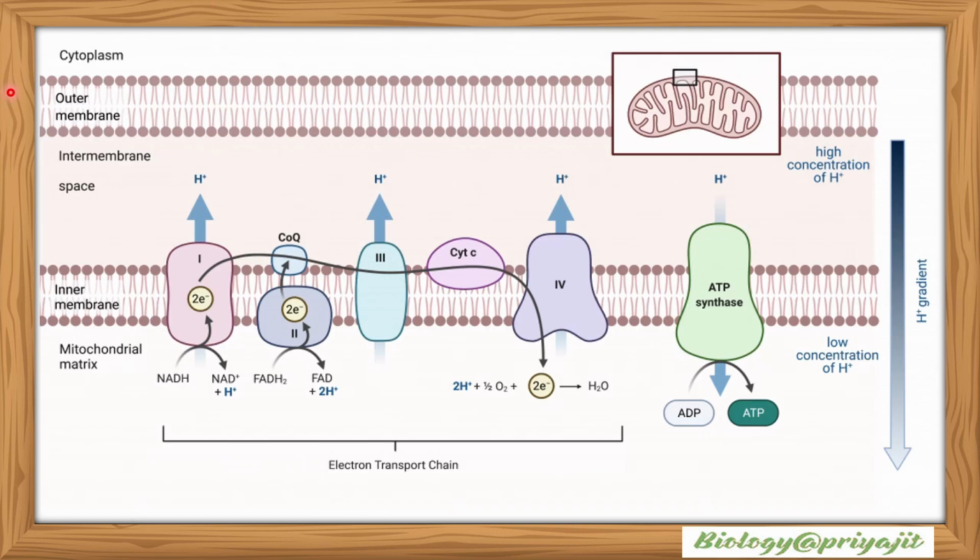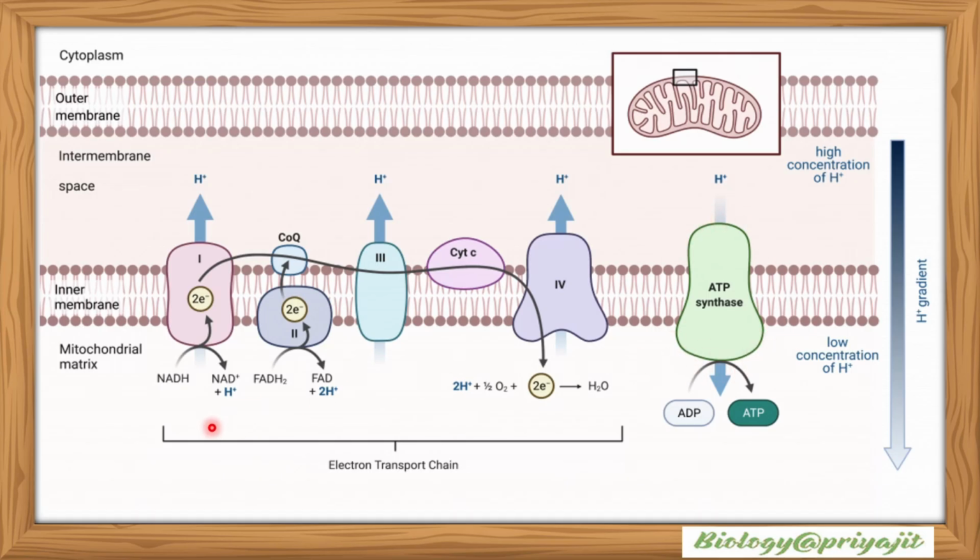So this is the image showing the outer membrane. This is the cytoplasm, then the outer mitochondrial membrane, then the inner mitochondrial membrane, and the intermembrane space. And this is the inner mitochondrial membrane. So within the inner mitochondrial membrane, there is the electron transport chain. There are four components: complex 1, complex 2, complex 3, and complex 4. And the fifth one is ATP synthase, which is also known as complex 5.